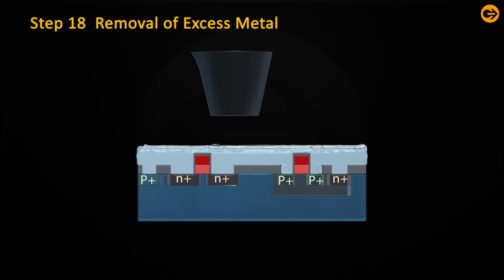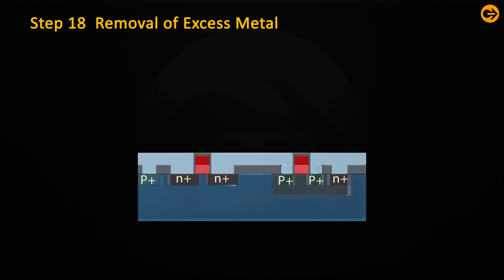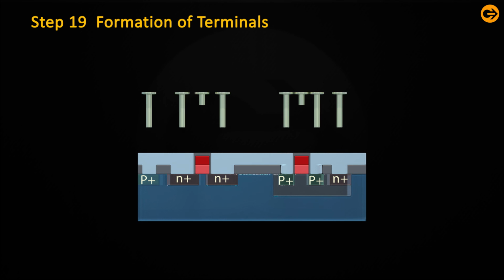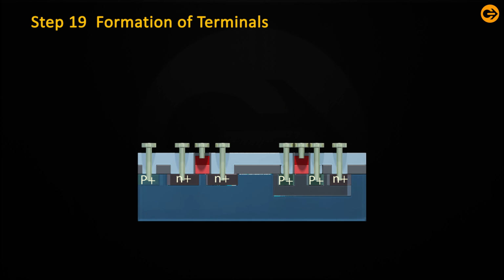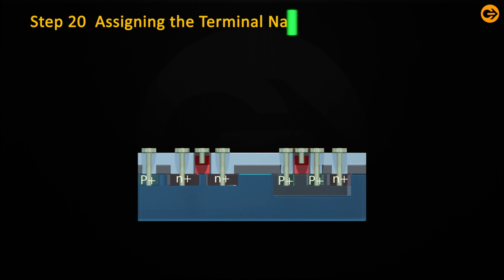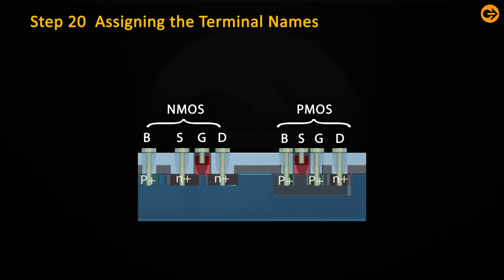Step 18. Removal of excess metal. The excess metal is removed from the wafer. Step 19. Formation of terminals. In the gaps formed after removal of excess metal, terminals are formed for the interconnections. Step 20. Assigning the terminal names. Names are assigned to the terminals of NMOS and PMOS transistors.